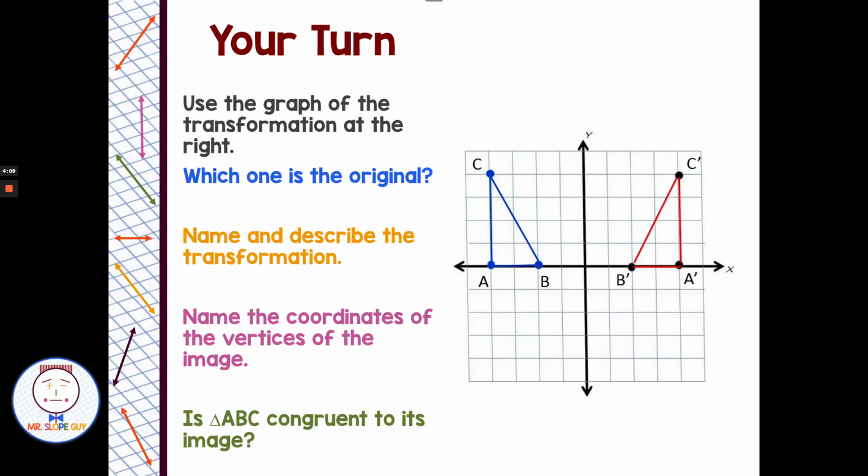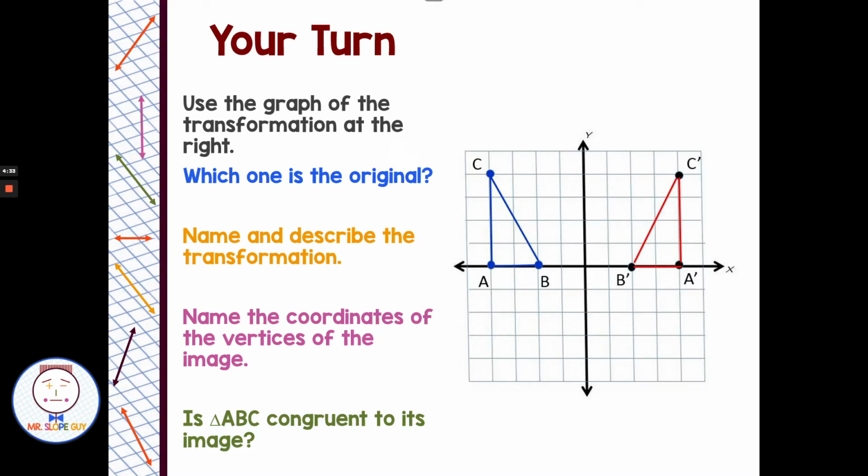All right, you guys can pause the video here and see if you can answer these questions, and we'll come back. All right, welcome back. Which one is the original figure? Well, I have this blue triangle, ABC, and then I have the red triangle, A prime, B prime, C prime. That prime notation, that little apostrophe, means we have an image or a copy. So the original is triangle ABC.